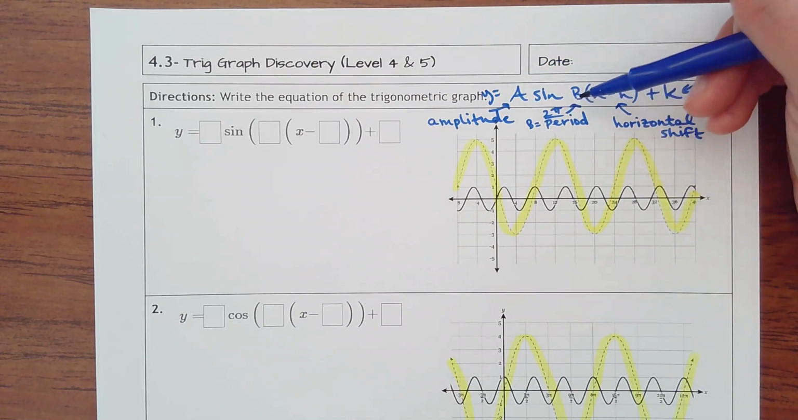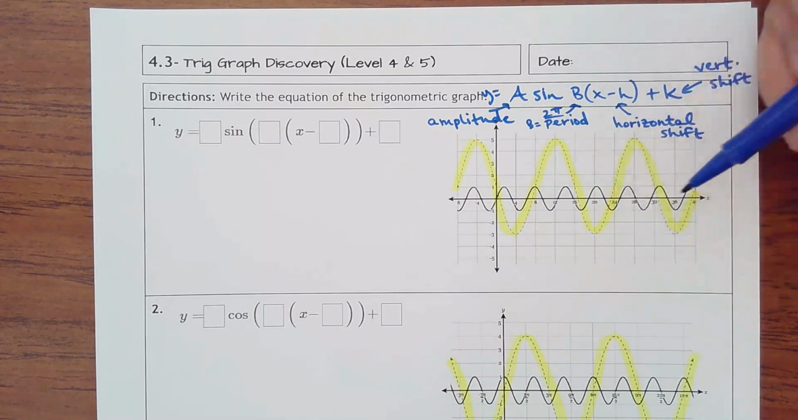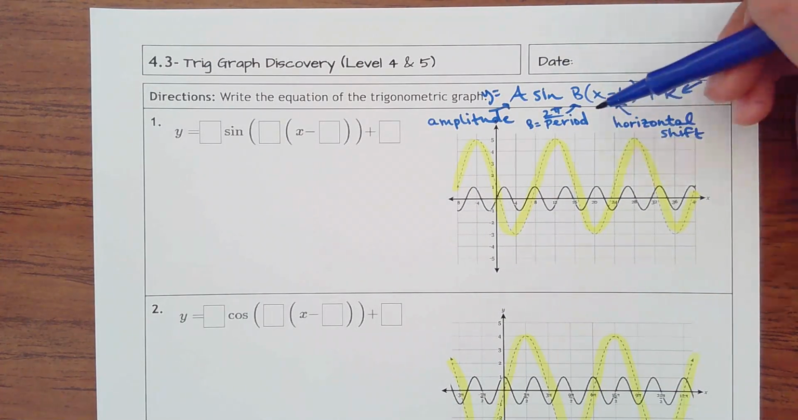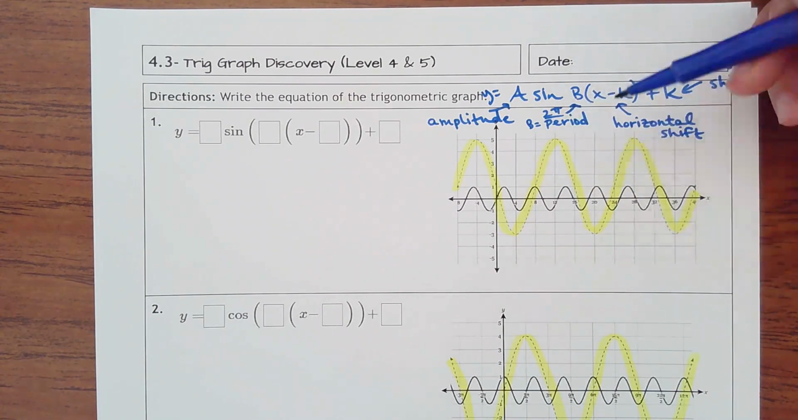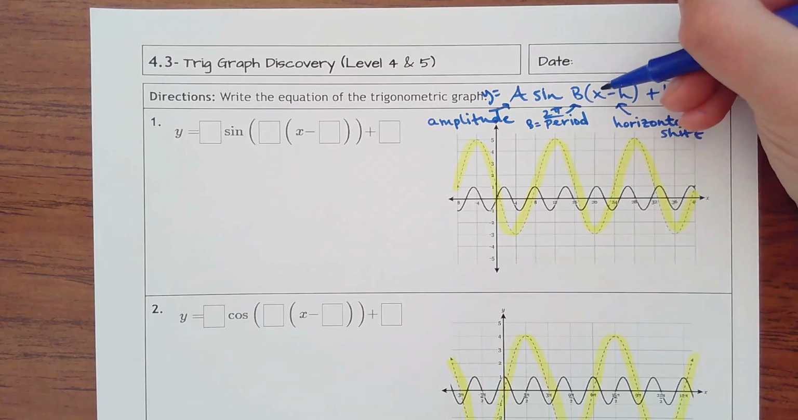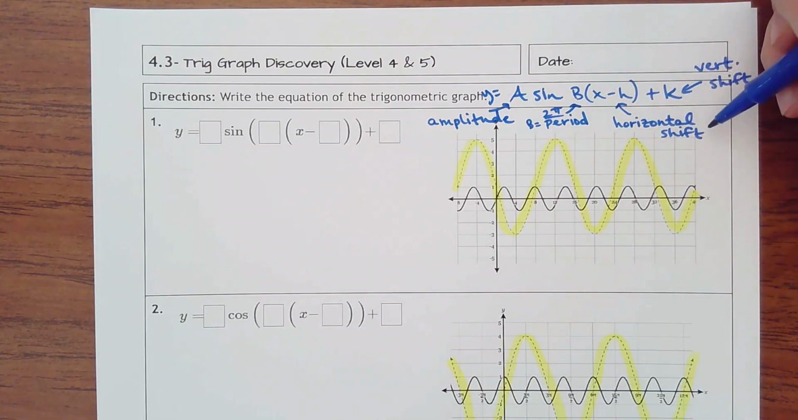And then sine of b, which b is found by taking 2 pi divided by the period that we see on the graph, because we talked about how sine and cosine, their period is always 2 pi, but sometimes it changes, so we have to change our b value to match. And then x minus h is different. So when it goes x minus something, that's your horizontal shift.